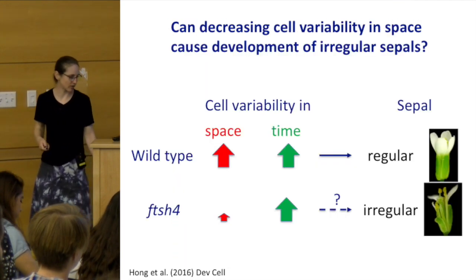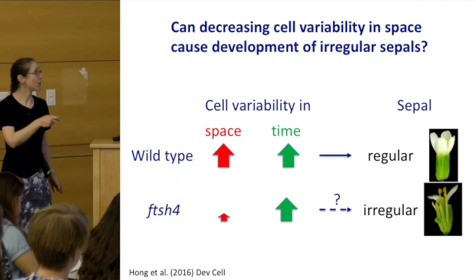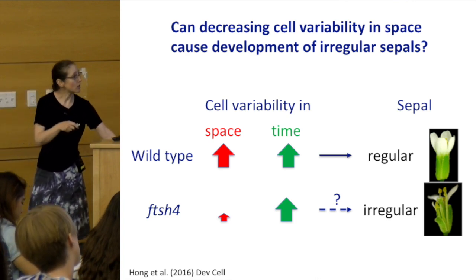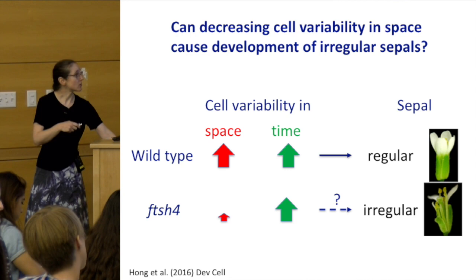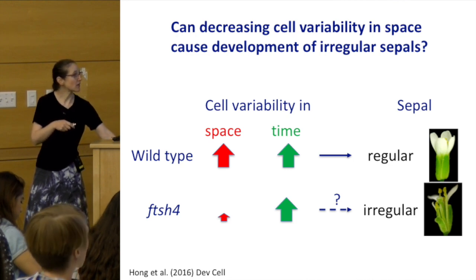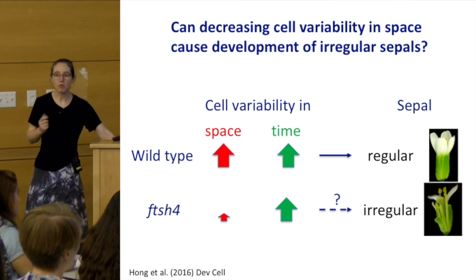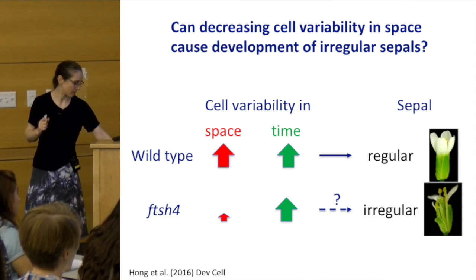OK, so let's try to put this together. In wild type, we've got high variability in space, high variability in time, and we get regular sepals. In FtsH4, we've got low variability in space, probably about the same in time, maybe slightly less, and we get irregular sepals. Can we put this in the model and make it work?